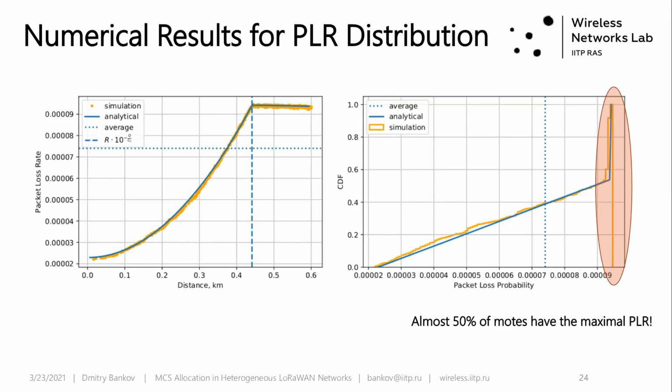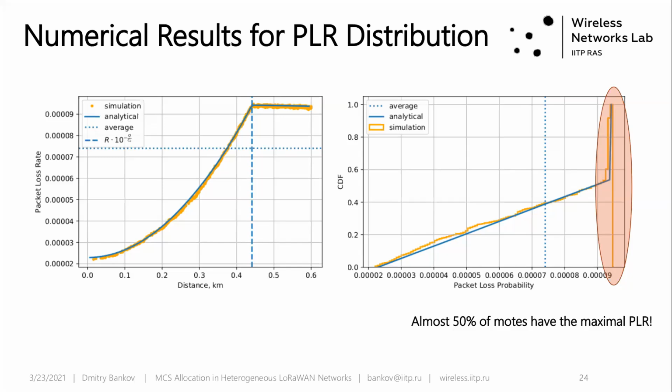But if you can distribute the MCSs between devices so that some devices will use a fast MCS and other devices will use a slower MCS, but they will not collide with each other, so you will reduce the contention for the channel, you will increase the network performance.